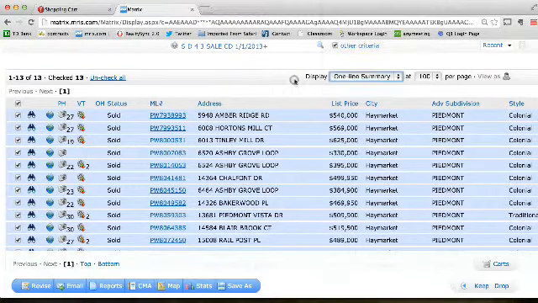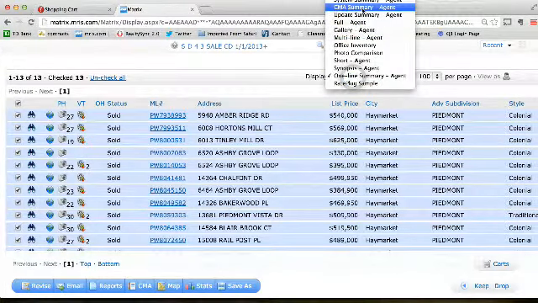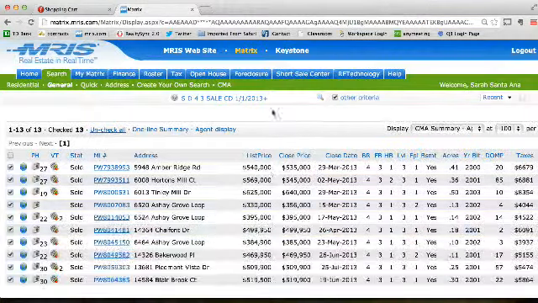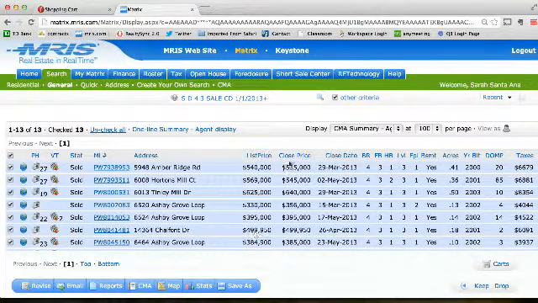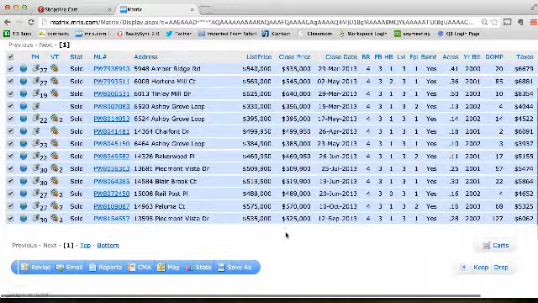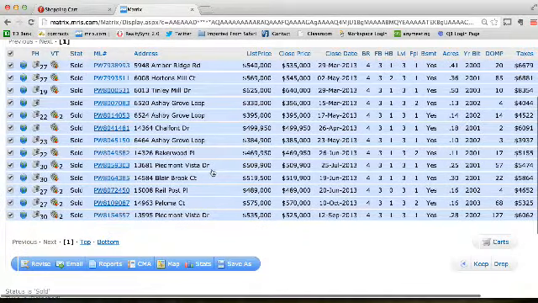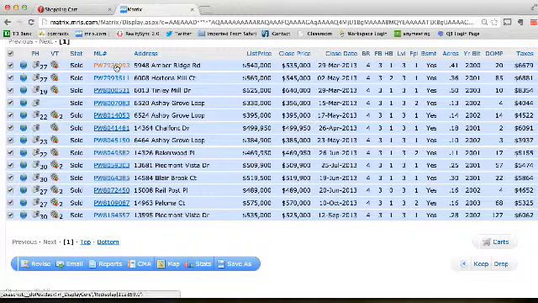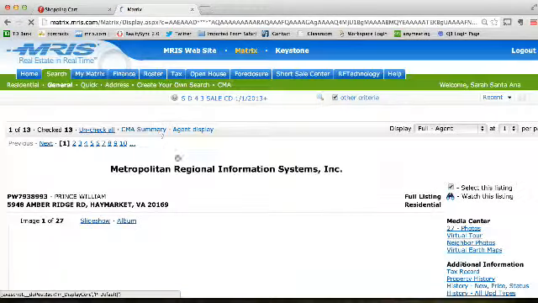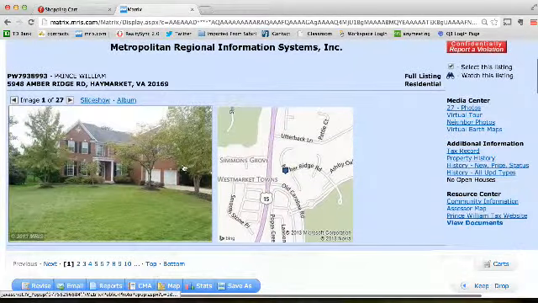Now notice what I did: display CMA. And watch what happens. I'm going to get the list price and the close price. This is important because I want to see what they listed for and what they sold for. Now, this is the part that's time consuming. Literally, you're going to have to go in one at a time.